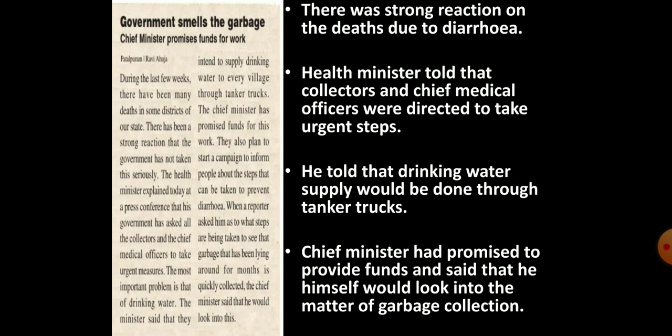The health minister, on behalf of the government, explained at the press conference about the several steps taken by the government, such as instructions to all collectors and chief medical officers to take urgent measures, drinking water supply through tanker trucks, and providing funds for the task. Also, the minister informed the government's planning to start an awareness campaign for preventing diarrhea. On the question regarding the garbage collection, the chief minister replied that he himself would look into the matter.